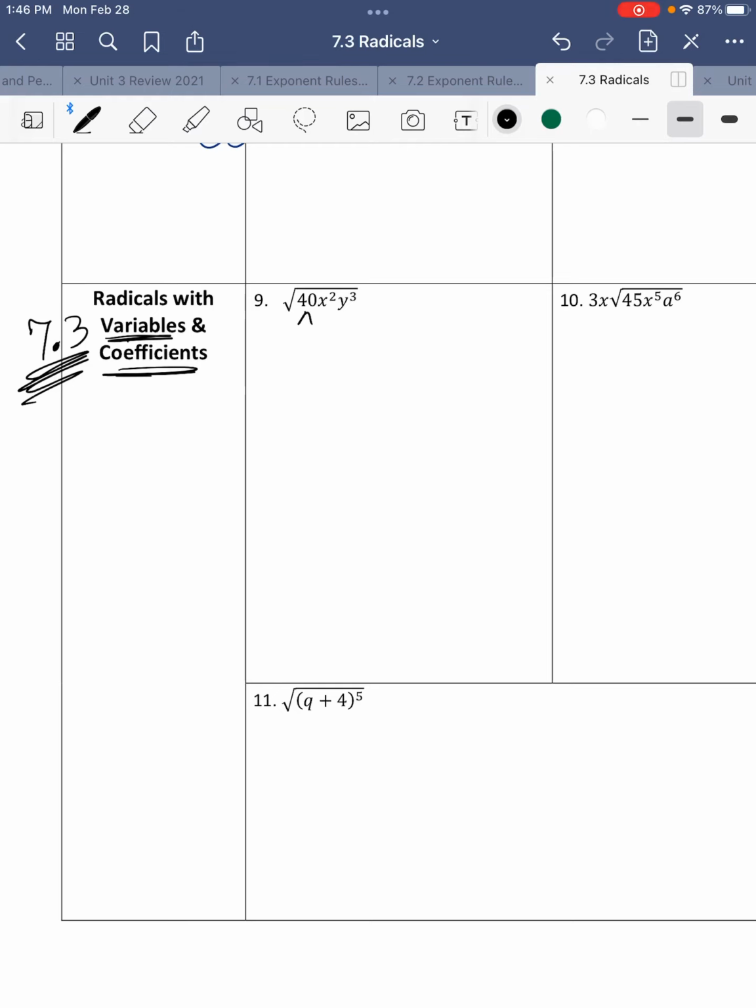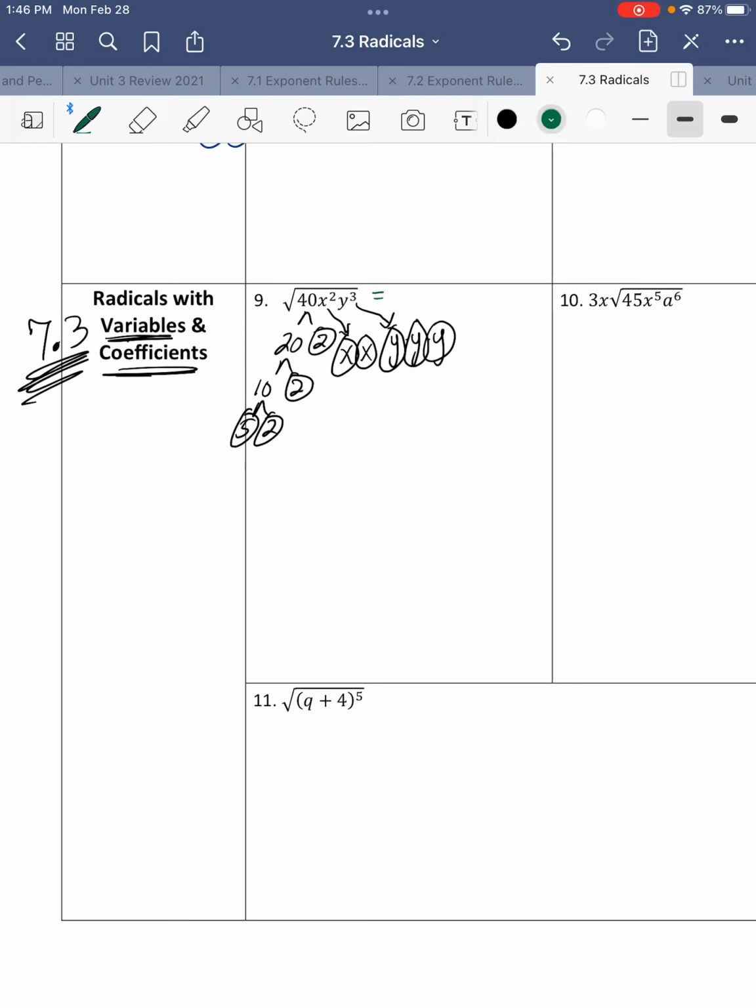So 40. I'm going to break down 40 into 20 and 2, 10 and 2, 5 and 2. I'm going to break down x squared. X squared is x times x. And the y to the third is y times y times y. Those are your prime variables. It's as small as they get. Just y times 1 is the only way to get y, and x times 1 is the only way to get x.